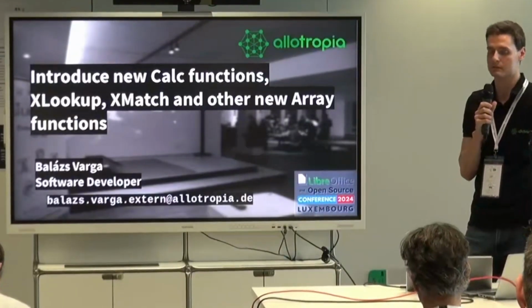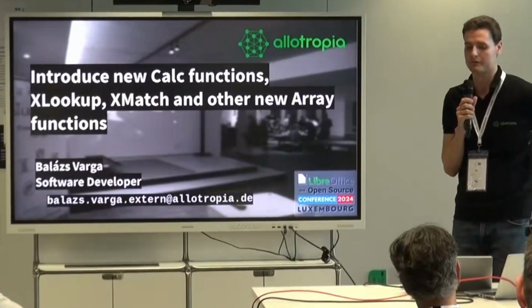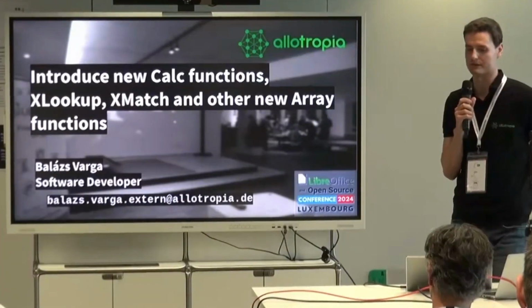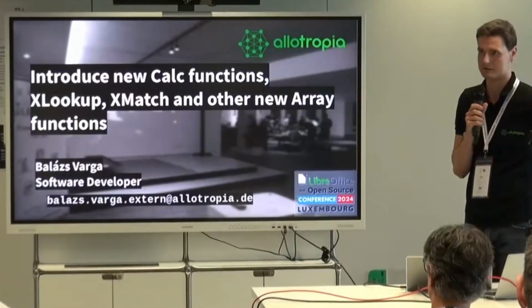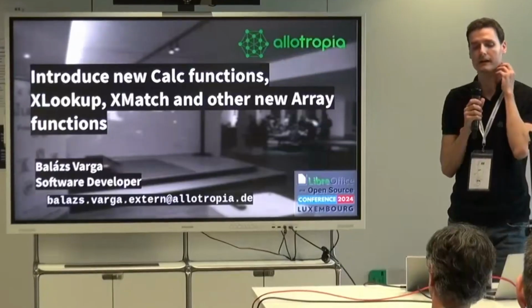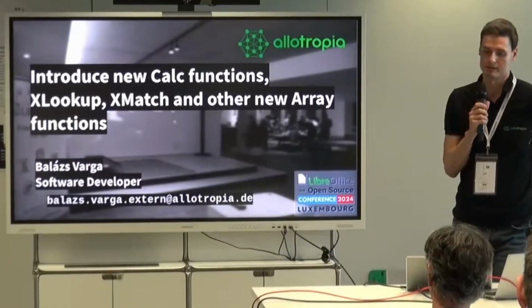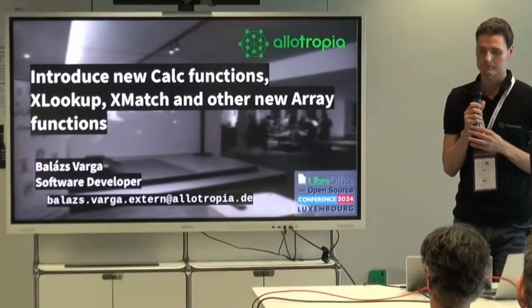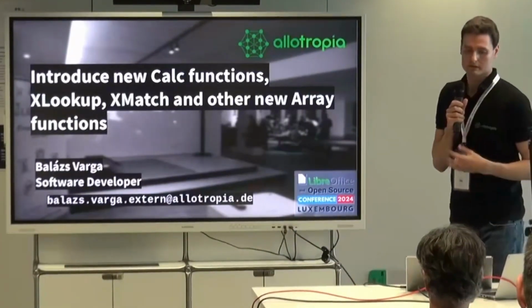Started with the XLookup, XMatch, the new array functions like SORTBY, FILTER, UNIQUE, SEQUENCE, RANDARRAY, and the new lambda functions, whose name is the LET function. These are available now in the LibreOffice 24.8 version. So let's start.